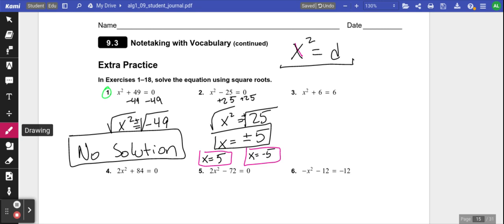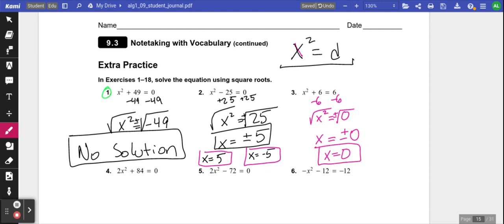Let's see. We have another one over here. Again, I don't want other stuff with that x squared. I want to get rid of that, so I'm going to subtract 6. I get x squared is equal to 0. So I'm going to square root each side there. I just get x is equal to, technically it's plus or minus 0, but really when I simplify, it's just x equals 0. I can't really have positive or negative 0. So, no solution, 2 answers, 1 answer. That's the range of answers I can get.